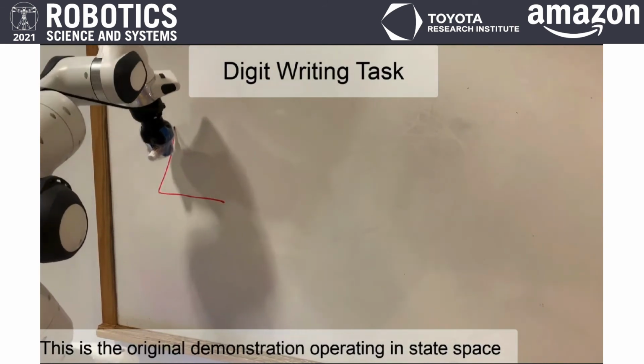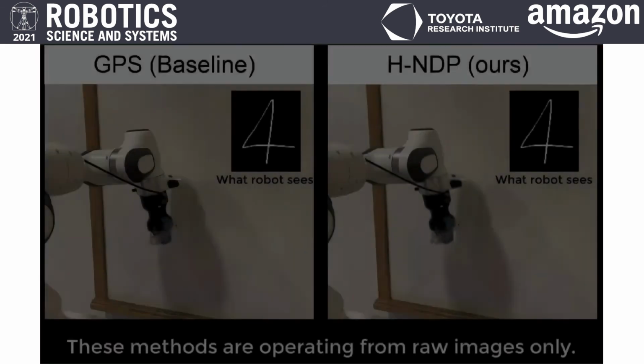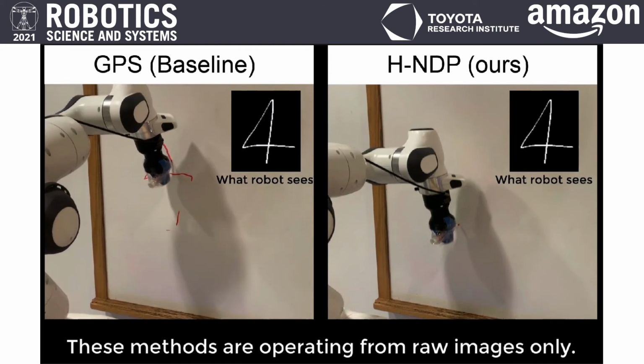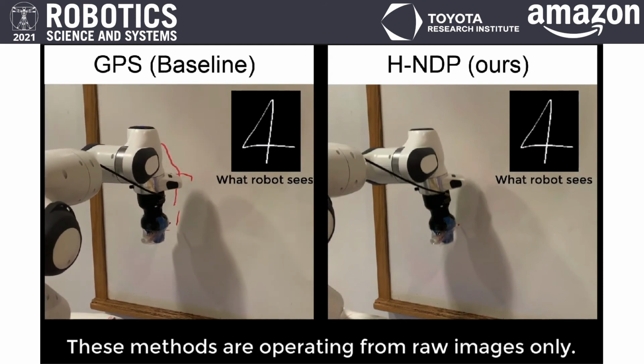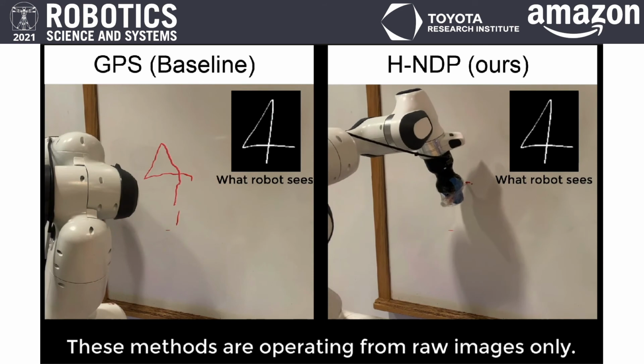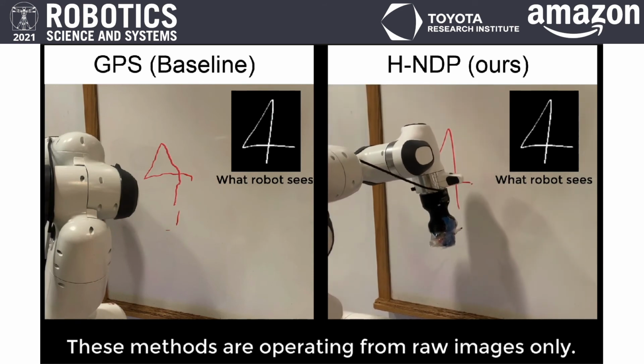Finally, we evaluate HNDPs on a digit writing task. Here's a comparison against GPS for writing. The only input to the agent is an unseen image of a desired digit, which in this case is a 4. We can see that HNDPs produce a much more accurate and better looking 4.